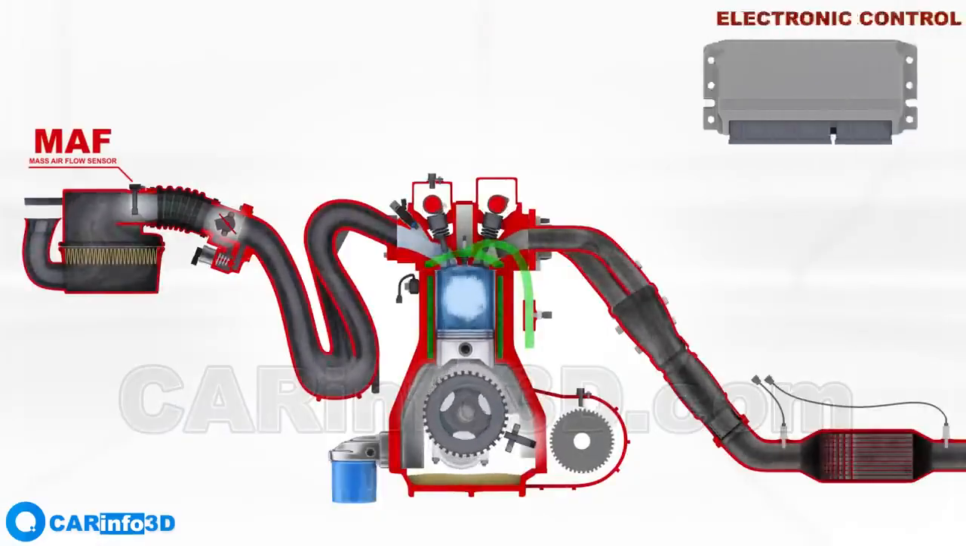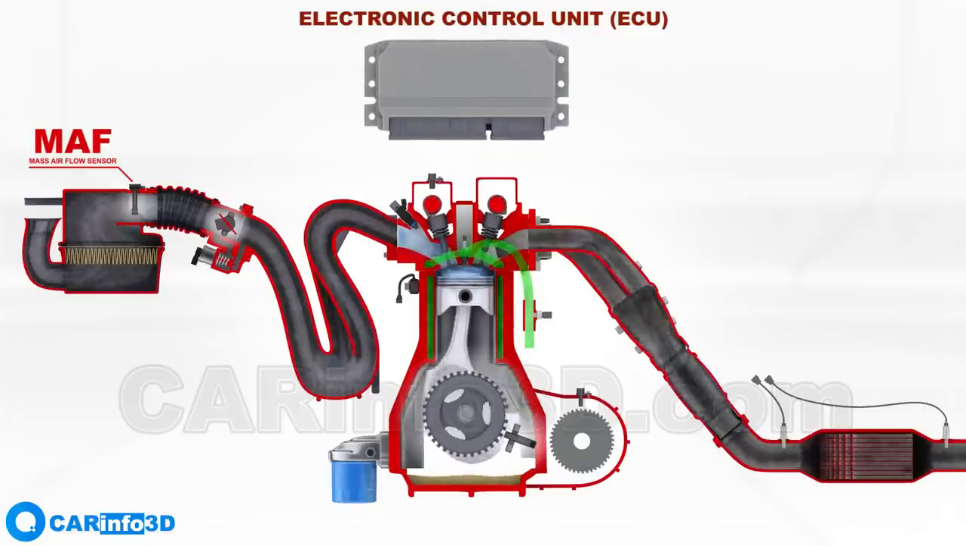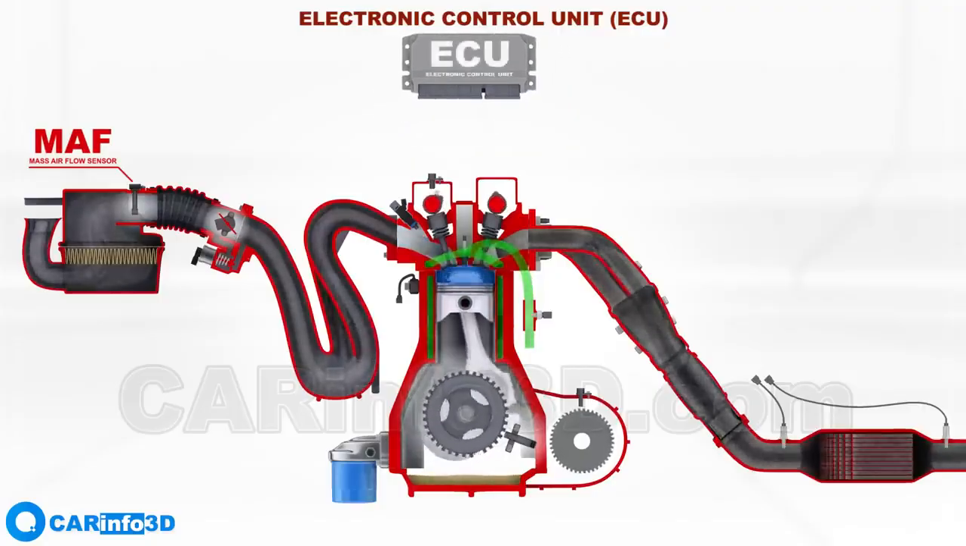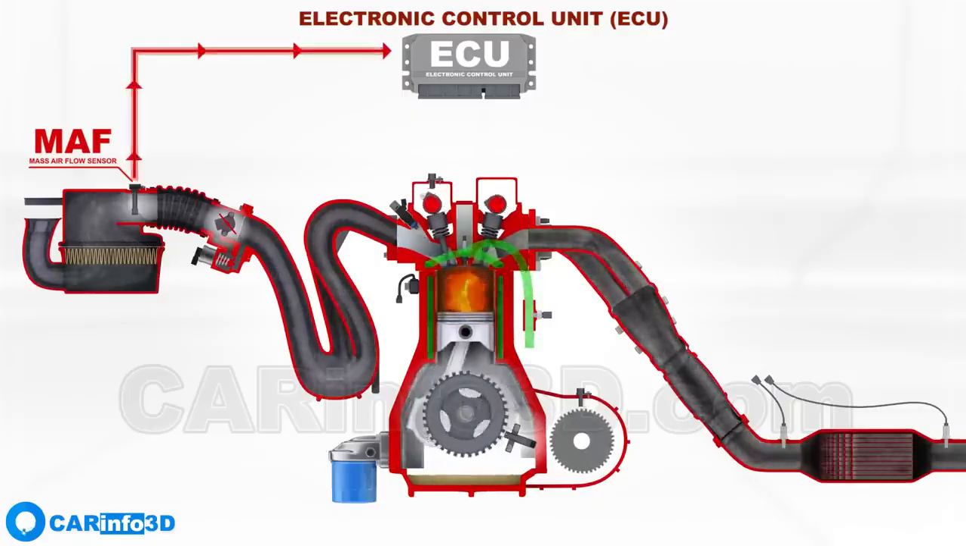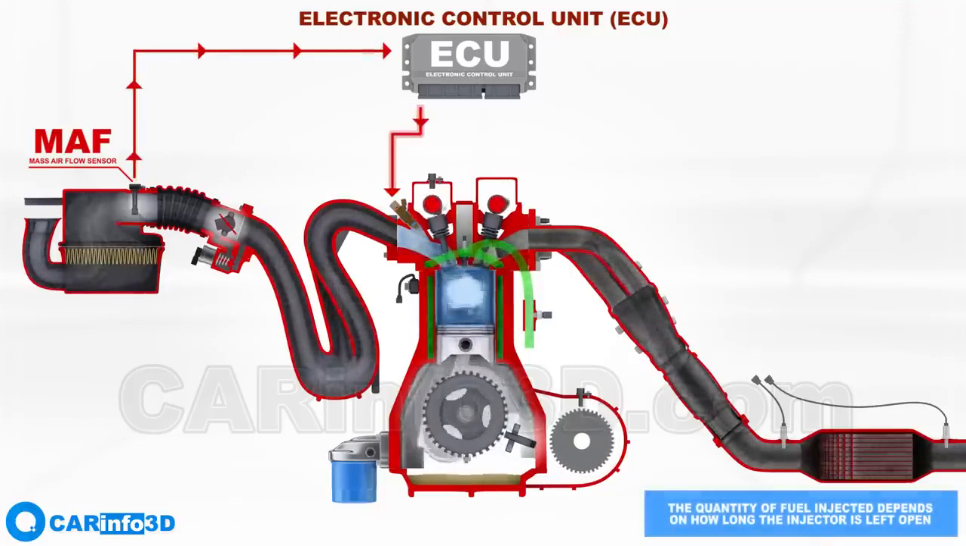Sensor readings are routed to the electronic control unit, which processes all incoming data and transmits control signals to the actuators. Based on the MAF measurements, the ECU determines the best amount of fuel to mix with the incoming air and sends a command to the injectors to supply the necessary amount of gasoline.